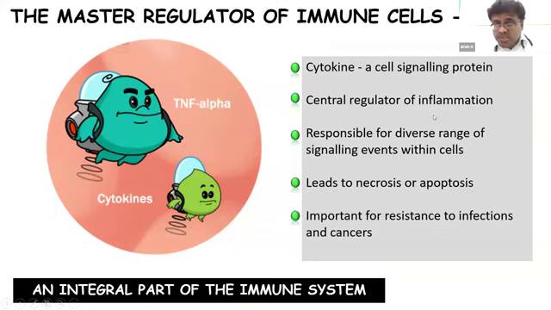The central regulator of inflammation, the diverse range of signaling even within your cells, predisposes to your cytokine cascade release, which leads to necrosis as well as apoptosis, and mucosal injury tends to happen. This might be important for resistance to infection as well as the development of cancers. An integral part of the immune system gets affected, and that is the area where the chain of TNF alpha activation, your cytokine pathway trigger, predisposes to the inflammatory cascade which tends to happen in your gut.